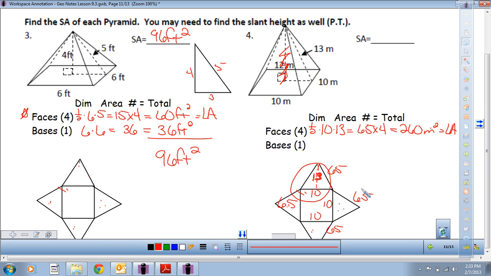Okay, those triangles around there are the lateral area, but what we need to do is add in the base. Well, the base has dimensions of 10 by 10, which is 100. How many of those bases do we have? Just the one. So I'm going to slide that over. So there, my lateral area, 260, plus the area of the base, 100, gives me a total surface area of 360 meters squared.